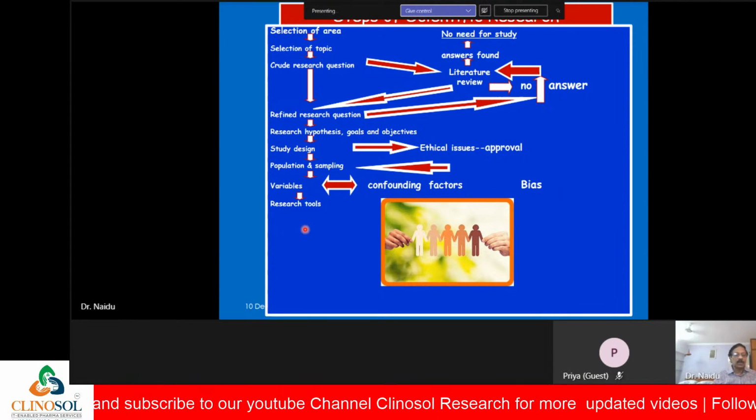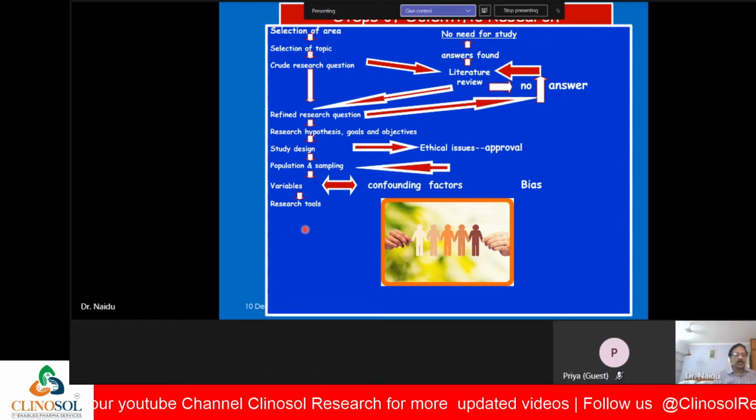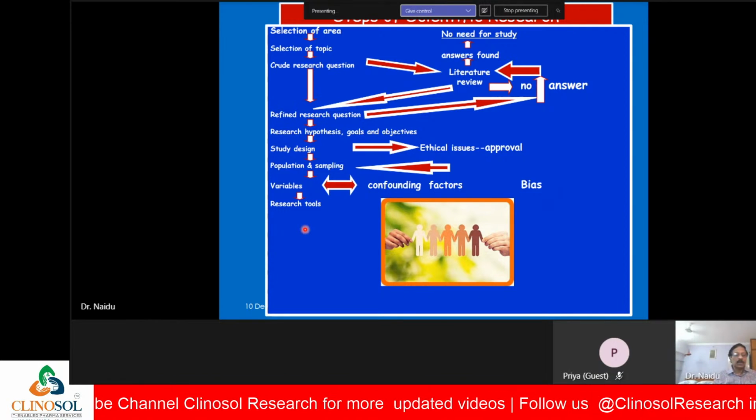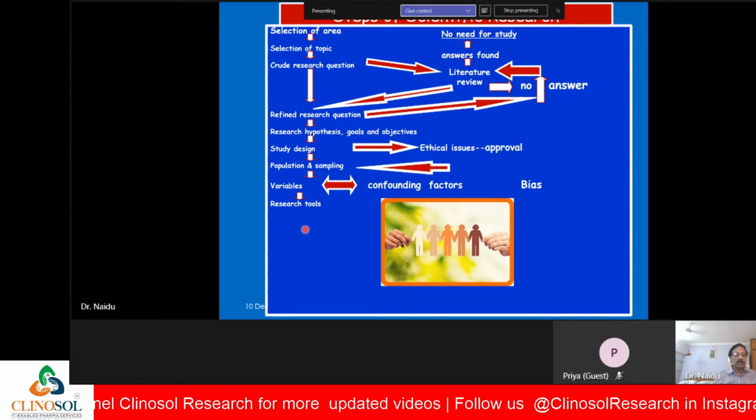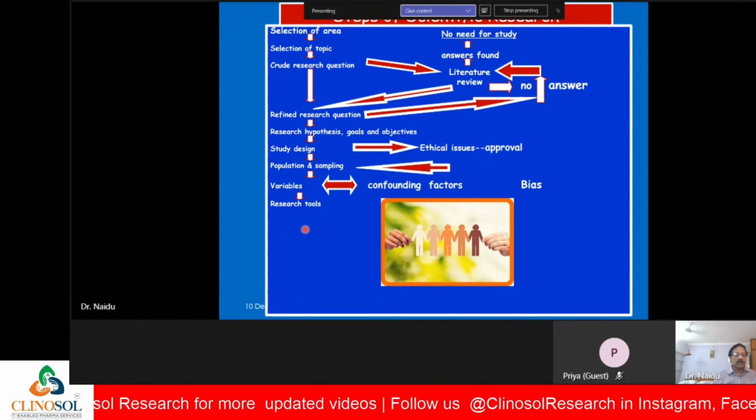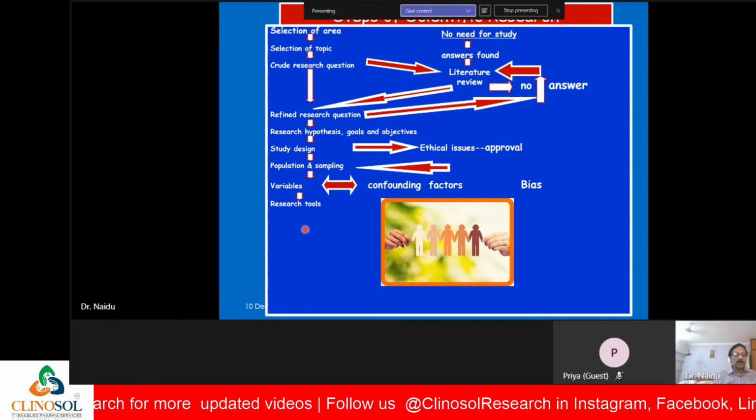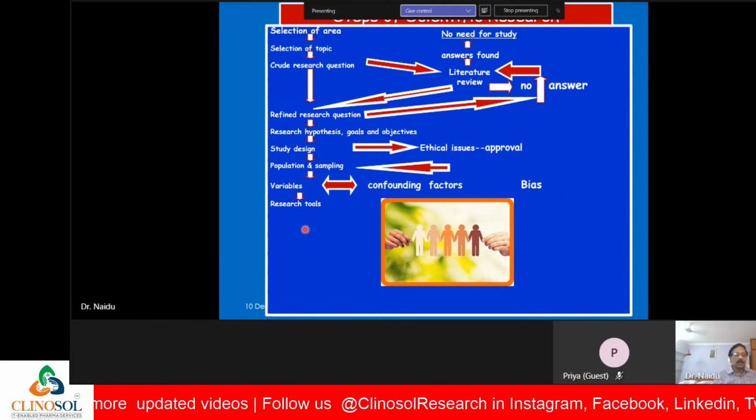Now, the important thing is that we want to do clinical research. We have to be careful about the selection of the research area. How? The selection of the broad area of research is based on the following.